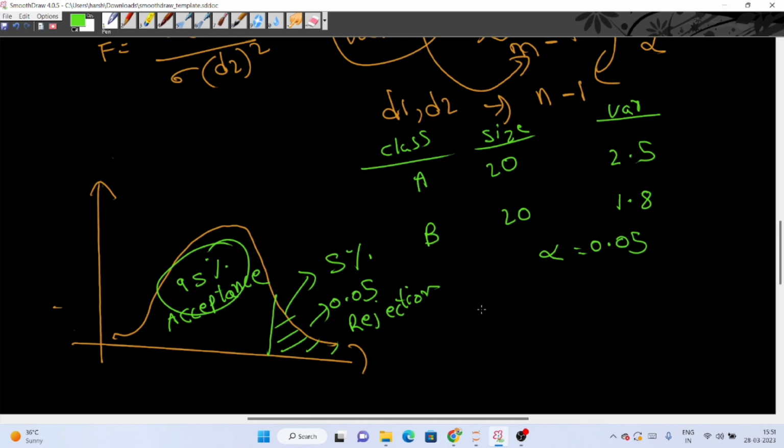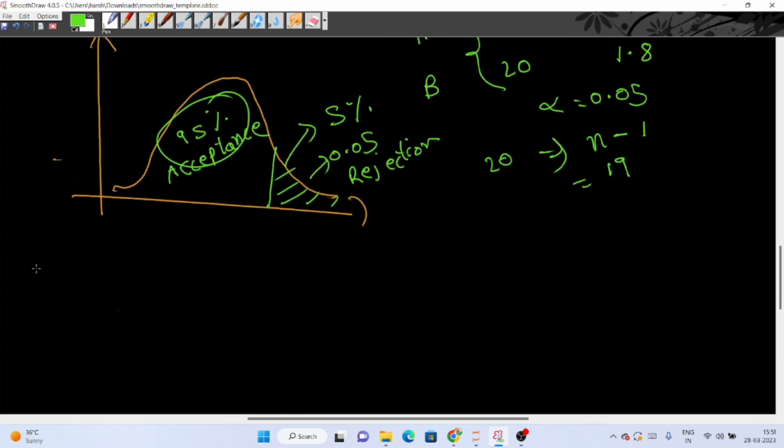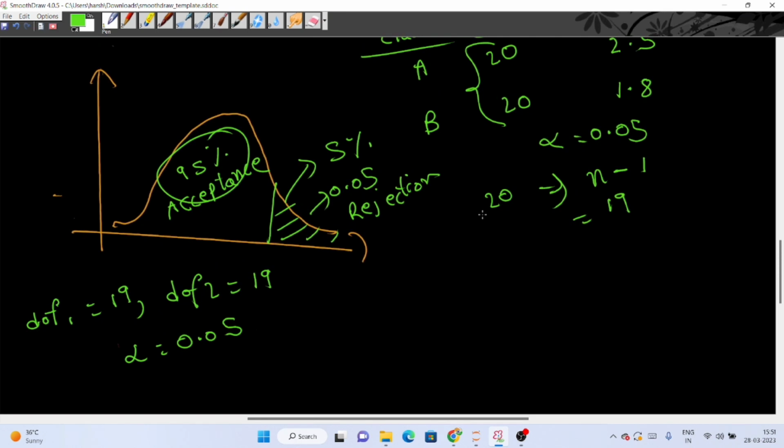Now if I want to know the degree of freedom, I have to use the formula n minus 1. Here both the n's are nothing but 20, so n minus 1 is going to be 19. After all the calculations, degree of freedom 1 is equal to 19, degree of freedom 2 is equal to 19, and the significance value is 0.05. If you know how to check the F table in Google, good, or else if you don't know how to check it, just type F table PDF, and you will get a PDF. In that PDF, look at the position of alpha at 0.05, degree of freedom 1 as 19 and degree of freedom 2 as 19.